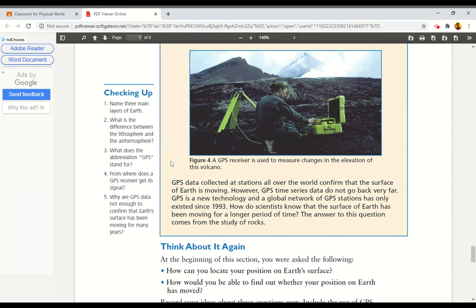GPS data collected at stations all over the world confirm that the surface of Earth is moving. However, GPS time series data do not go back very far. GPS is a new technology, and a global network of GPS stations has only existed since 1993. How do scientists know that the surface of Earth has been moving for a longer period of time? The answer to this question comes from the study of rocks.